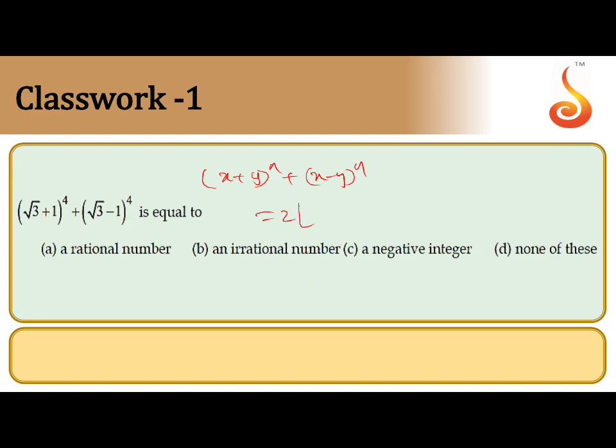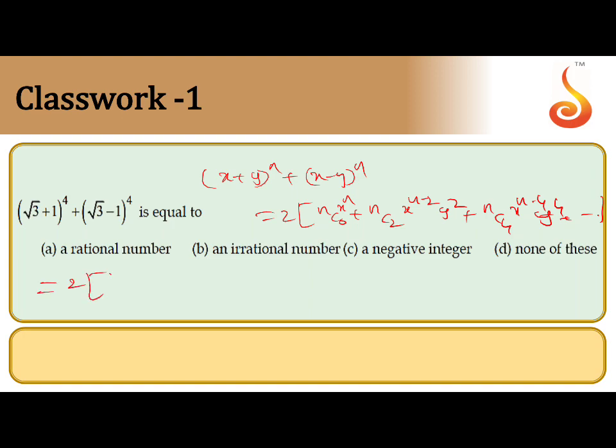This expansion is 2 times nC0 x power n, next nC2 x power n minus 2 y square, next nC4 x power n minus 4 into y power 4. This series will come here. So if you add two binomial expansions you get the terms 2 into nC0, nC2, nC4. If you subtract, you start with nC1, nC3, nC5, you will get like this. So here what is n? n is 4.